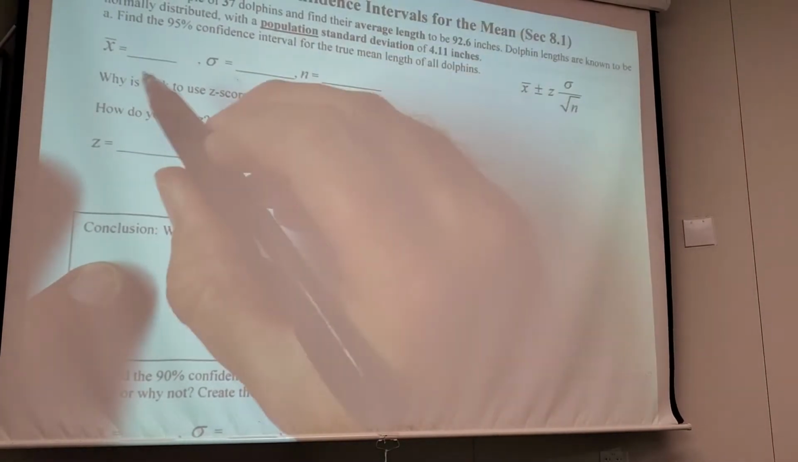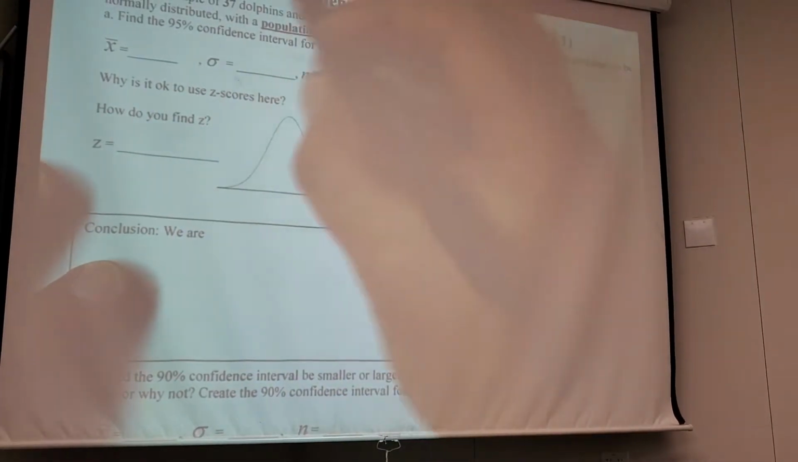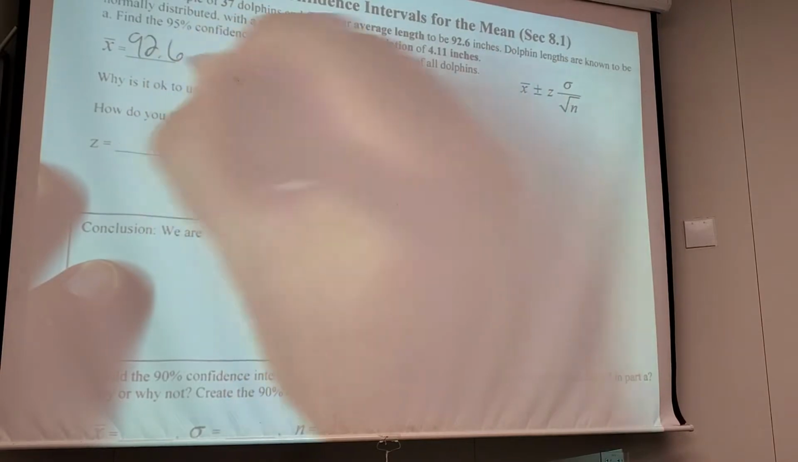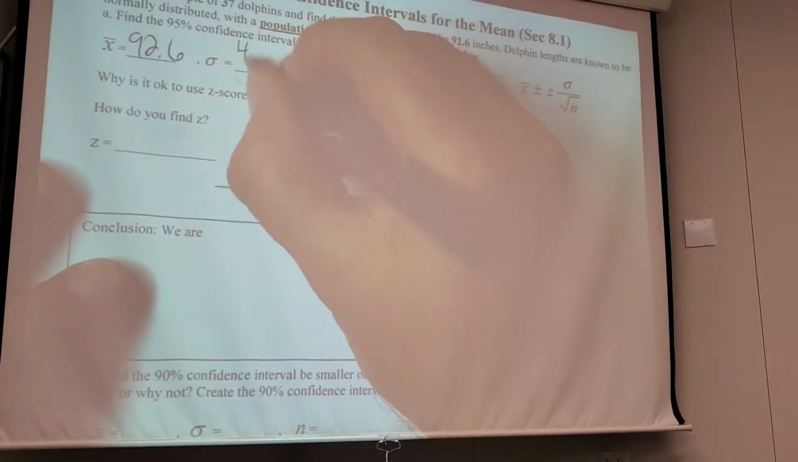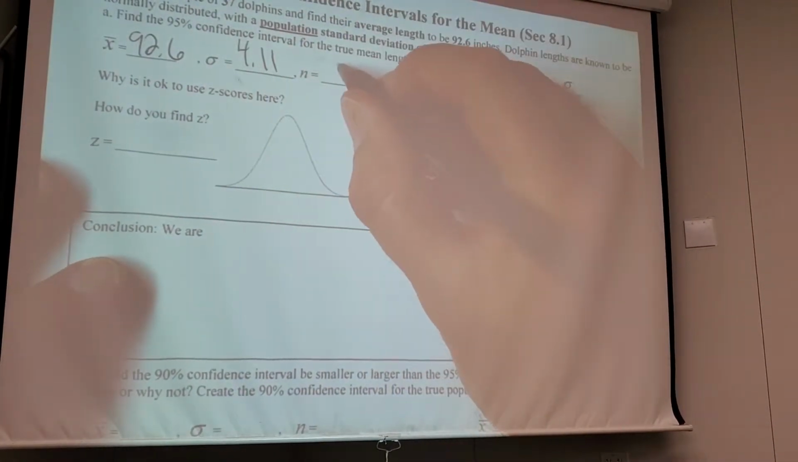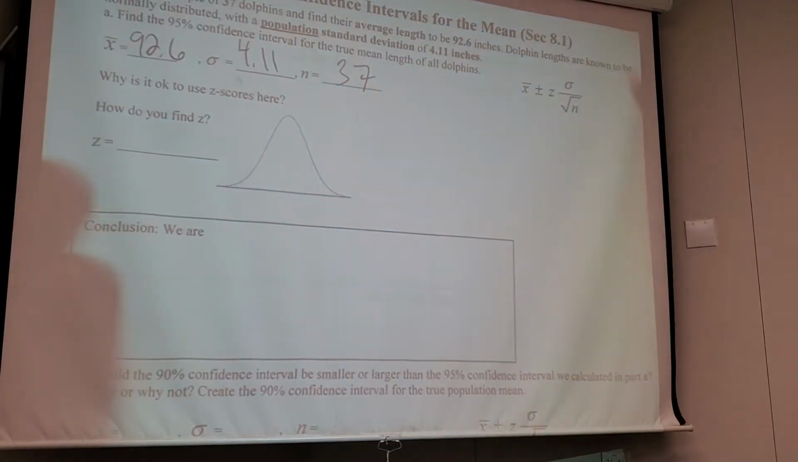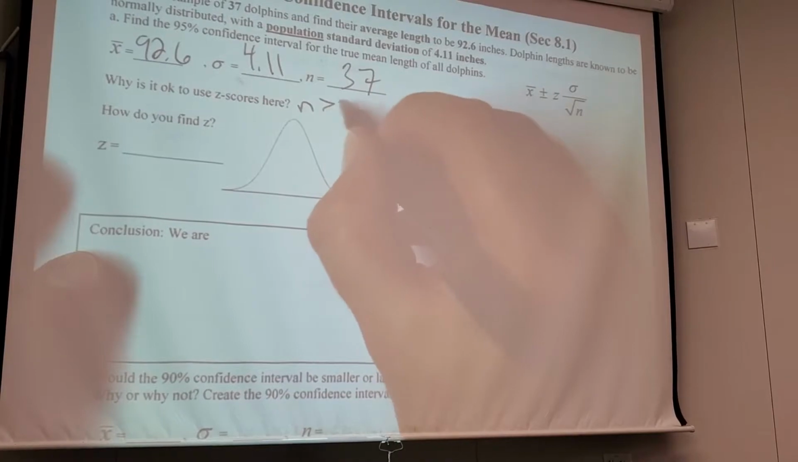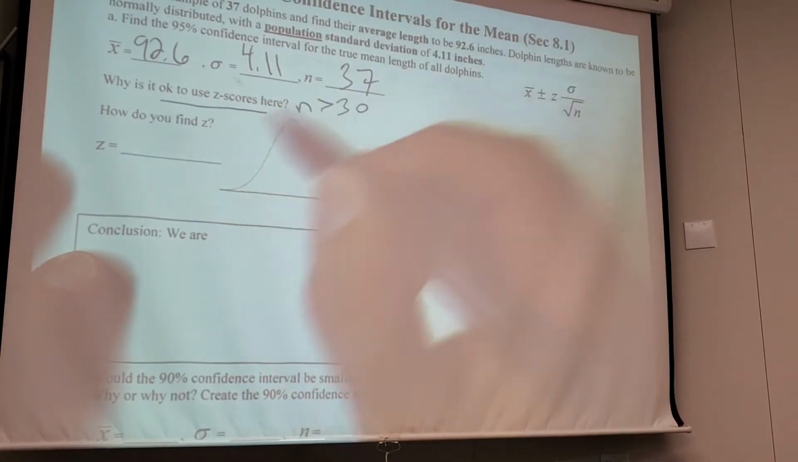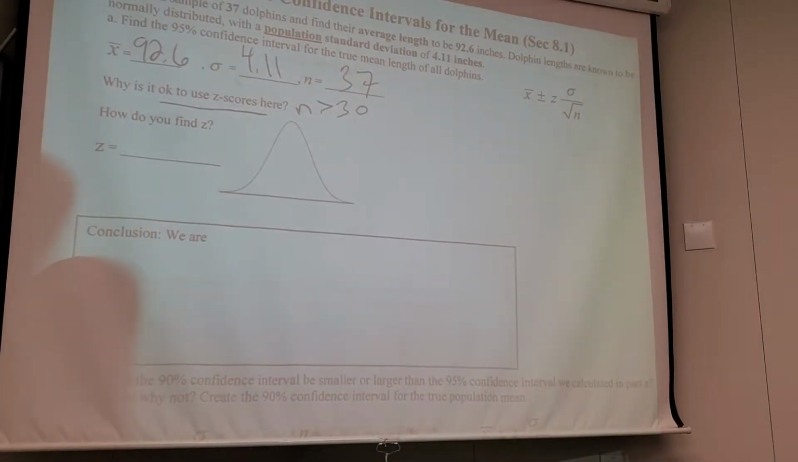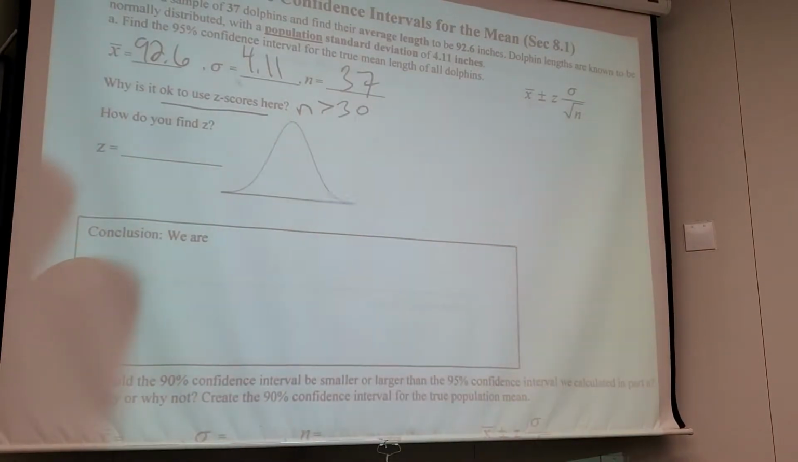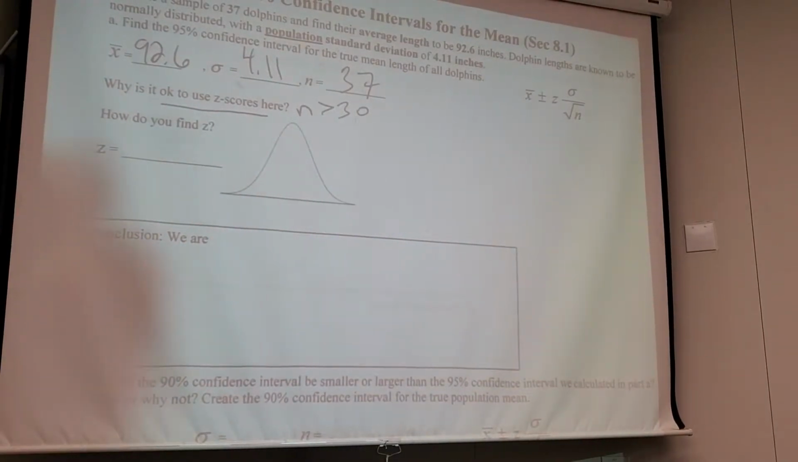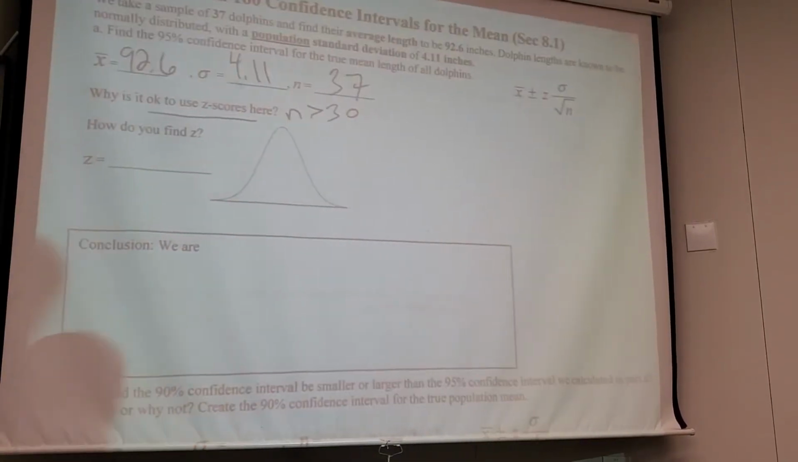So this first one, let's see, X bar was 92.6. Sigma was 4.11. And n is 37. Why is it okay to use Z-scores? The real thing here is, why is it okay to use a Z-score chart to convert percentage back to Z? It's because I do have a normal curve, because n's big enough.